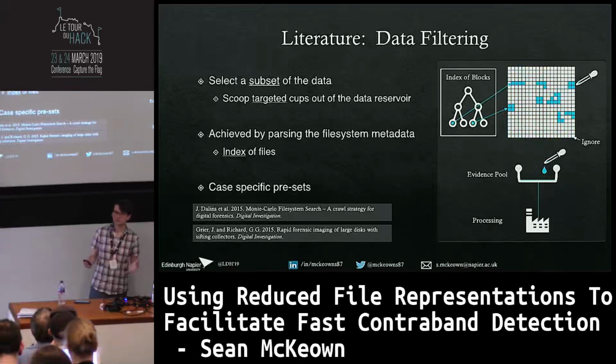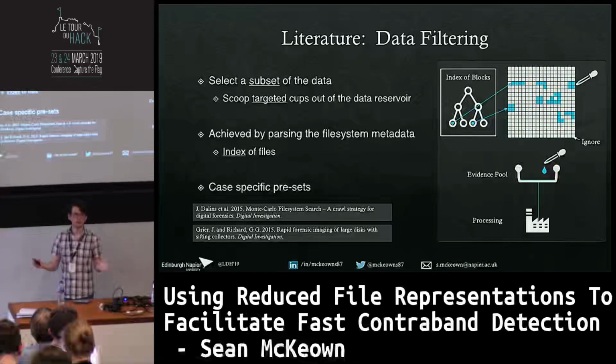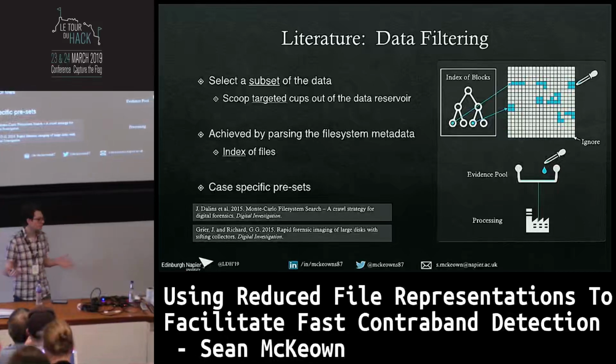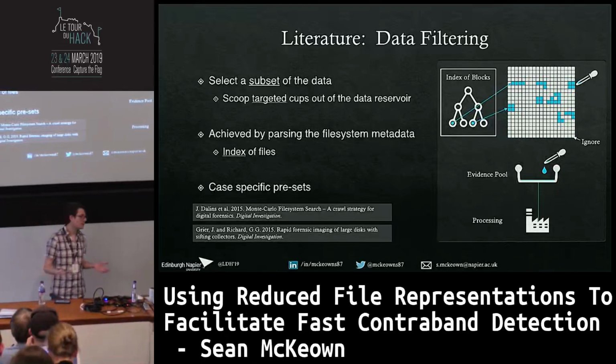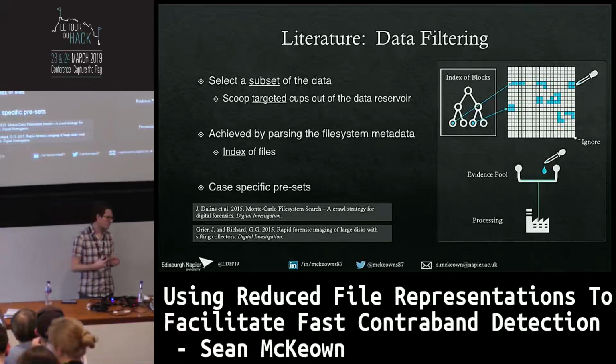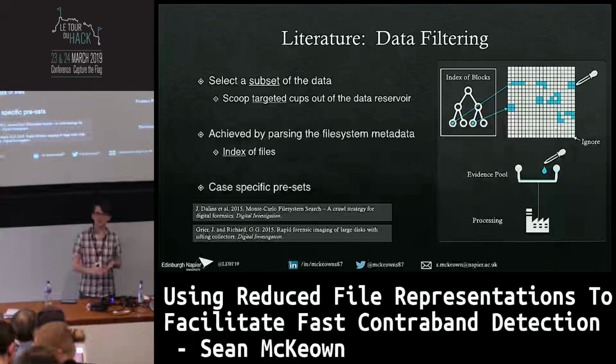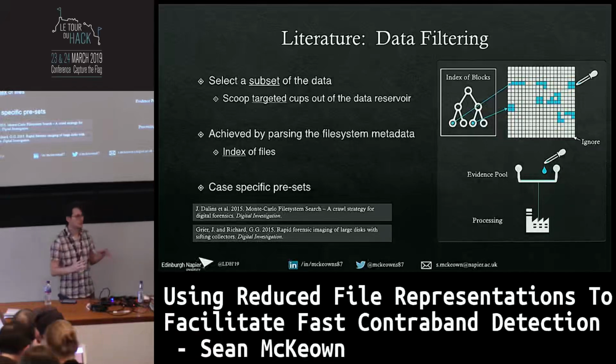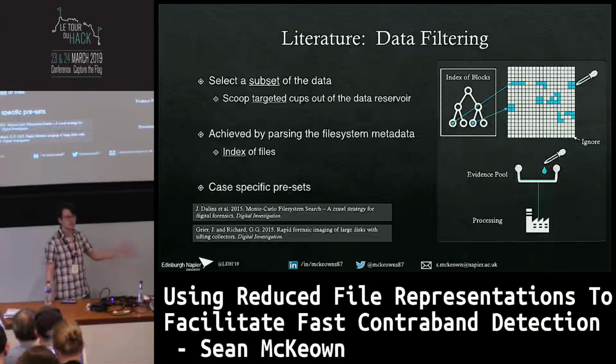Well, another solution is to say, well, we don't need that massive reservoir. We don't need everything on it. A lot of it's probably going to be benign, not really worth looking at. So what if we just selectively pick the bits we want to look at? And a couple of the methods in the literature really look at parsing the file system and saying, okay, there's like a big directory there. It seems to have 100 images. Why don't we look at that?